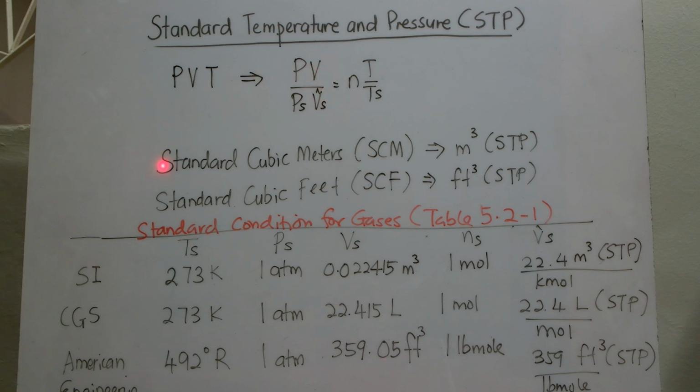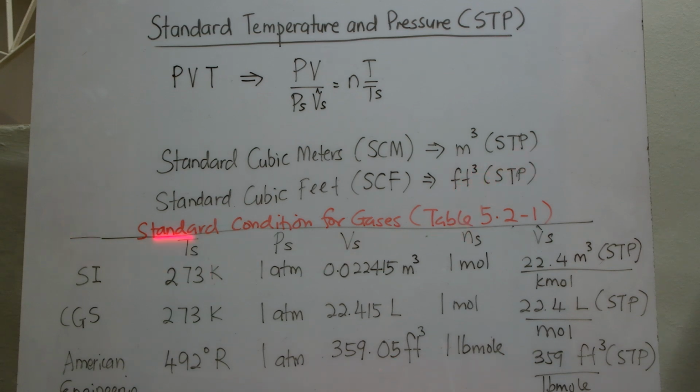Okay, so you may find in your textbook later standard cubic meters, or short form given as SCM. The standard cubic meters SCM means your STP volume is in terms of meter cube. If you have SCF, or known as standard cubic feet, SCF is when your STP volume is in feet cube.